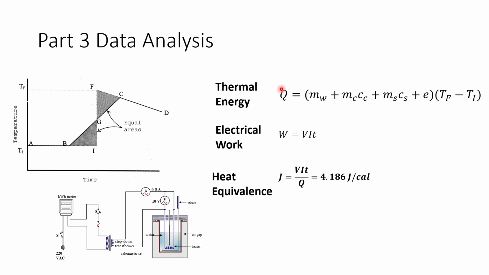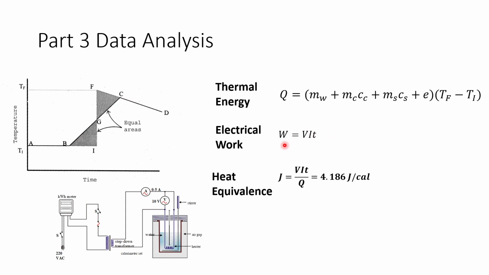This thermal energy should be the same as the electrical work that's being done here. Electrical work you can calculate pretty easily because you know the current and the voltage. Multiply the voltage by the current here, and then multiply that by the time it takes from point B to point C, and there you get electrical work.